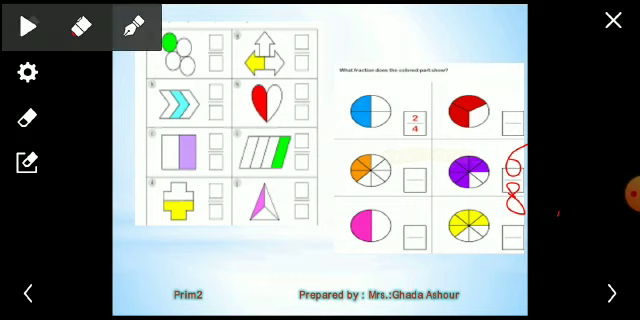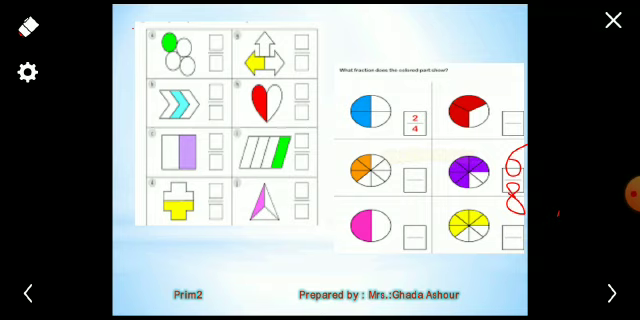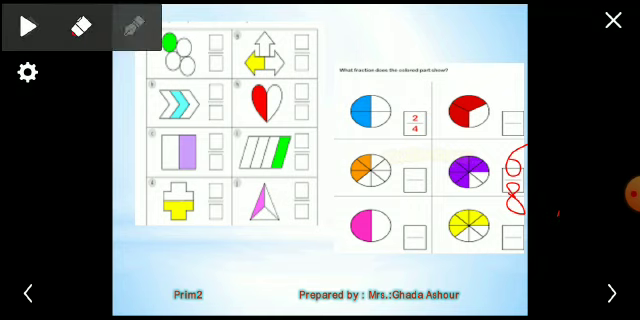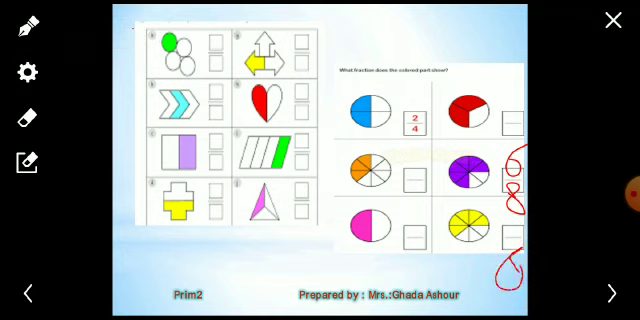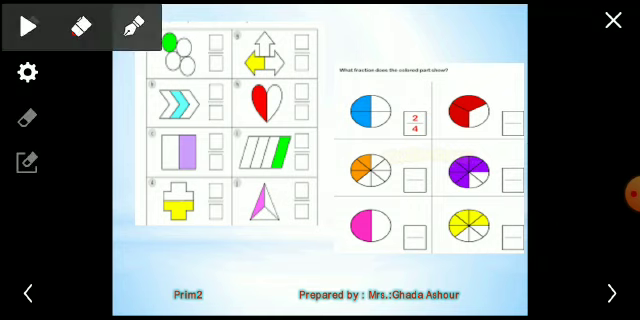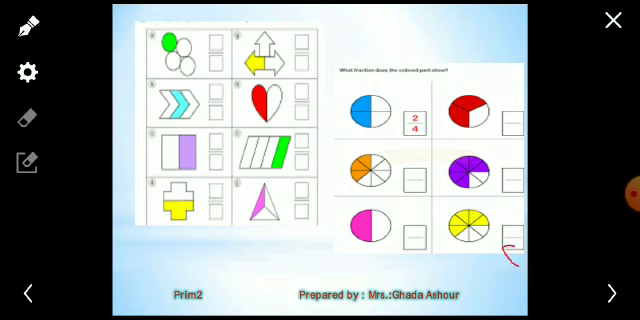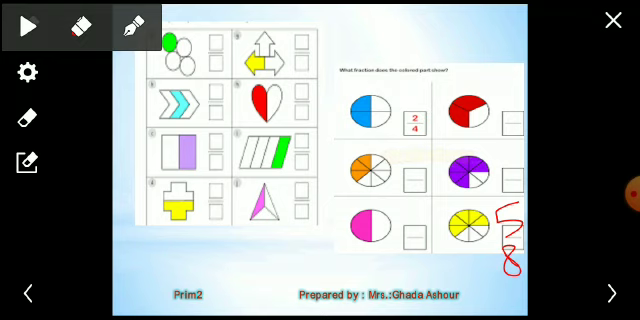What about the last figure? It's a circle divided into 8 equal parts. So write 8 here. Yes, 8. But how many colored parts? 5. So it's 5 over 8. Okay? I think it's so easy.